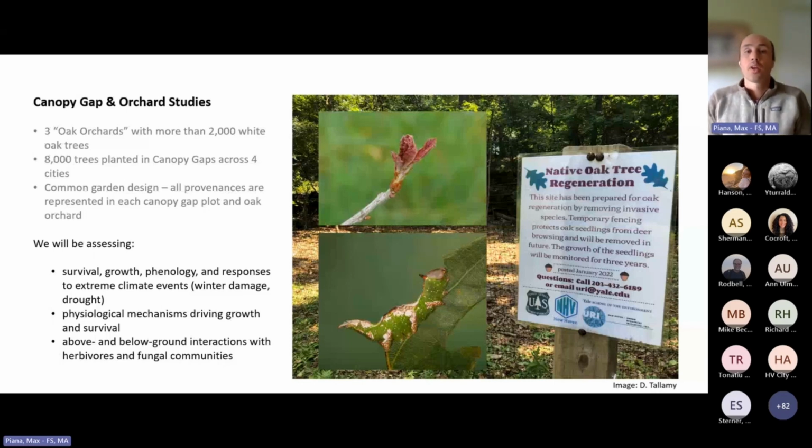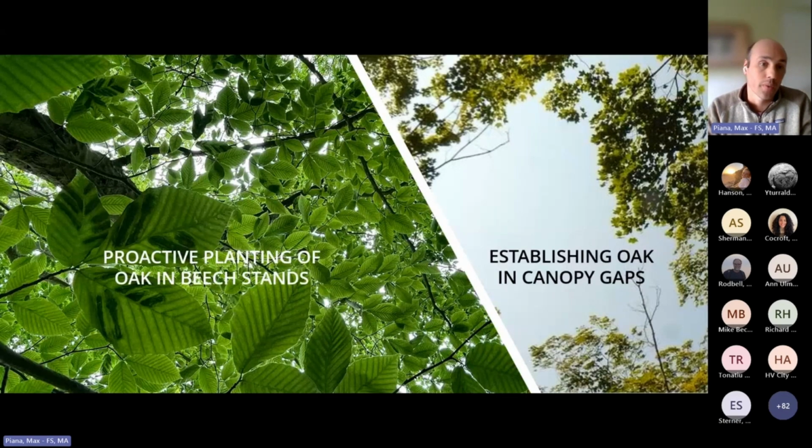I finally just wanted to make note that this is one study that occurs across all our other sites, but we have many other studies that are looking at other strategies for establishing oak. A study was just completed in Westchester County in New York City, looking at proactive planting of oak seedlings in both existing gaps as well as imminent gaps. So under, in this case, beech trees that are infected with beech leaf disease and may soon create high light conditions favorable to oak establishment.